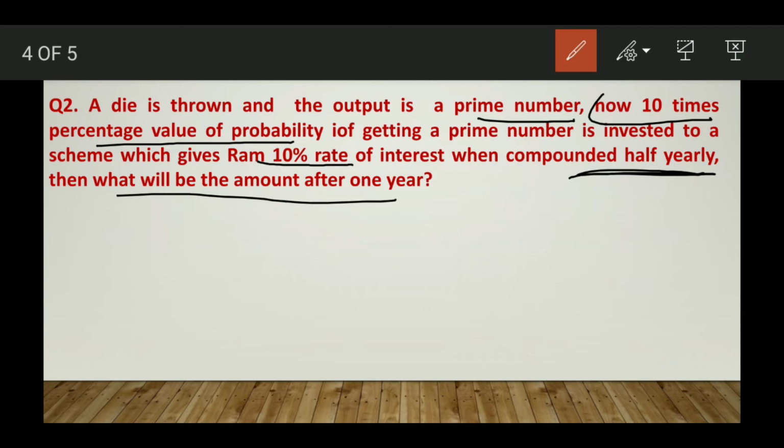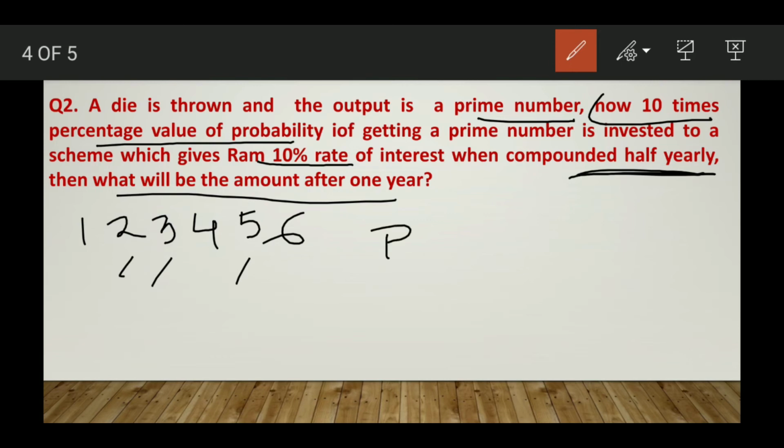Now at first we have to apply the concept of probability. As we know, the outcomes in case of a die are 1 to 6, and in this case we want a prime number. Prime numbers are such numbers which are divisible only by that number and 1. So such numbers are 2, 3 and 5.